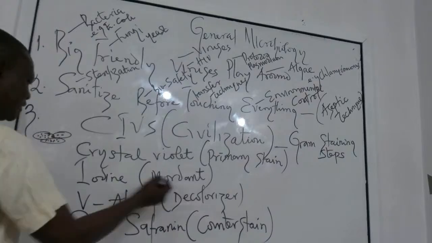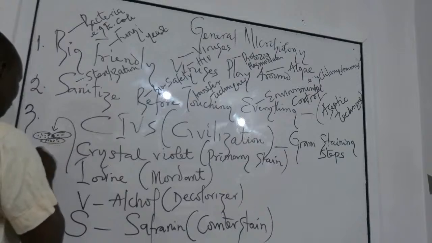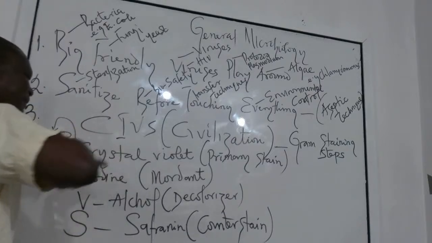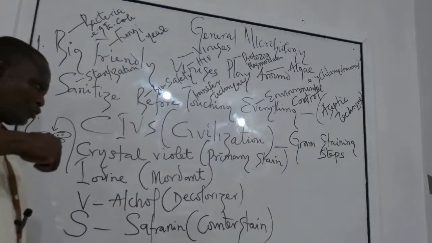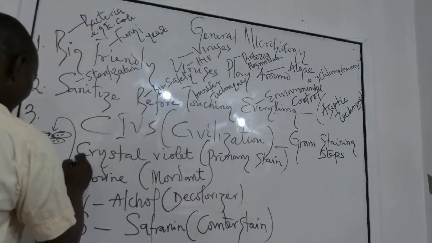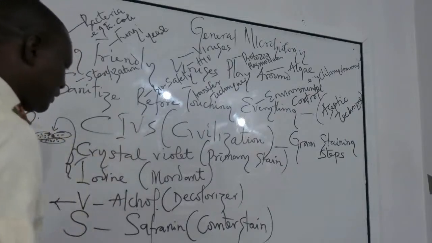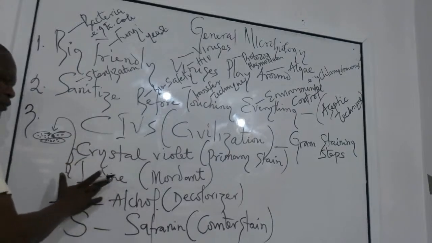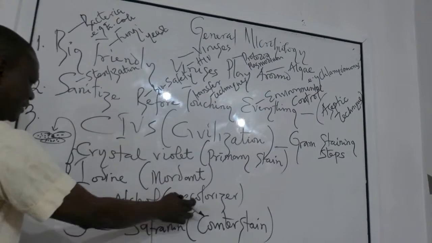Immediately after that, you now add a mordant, which is going to be iodine. What does a mordant do? What they normally do is help the primary stain to stay fast, to adhere, to be able to stay. So that is a mordant. Immediately, if you now add alcohol, which is going to decolorize, the alcohol serves the purpose of removing all this stain, that is the color of crystal violet as well as the color of iodine. So the decolorizer is going to remove that.